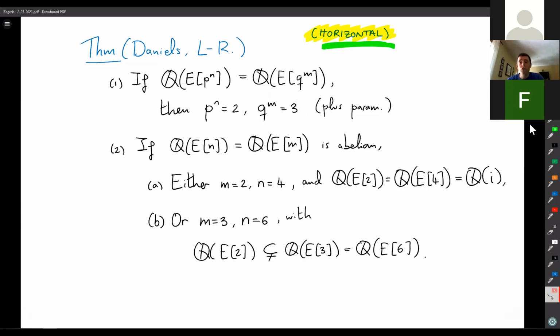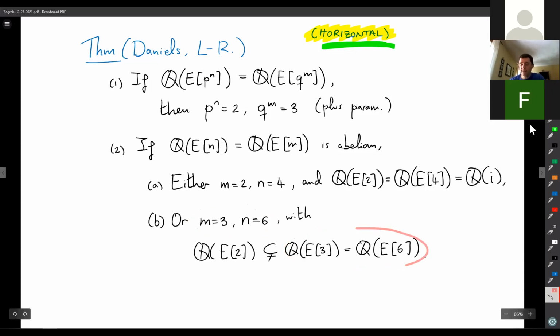Okay, and we can parameterize all such elliptic curves. And then we're not able to prove all the possibilities for an n division field and an m division field being equal. But what we can prove is that if that entanglement happens to be abelian, then we can say what happens. Then either the 2 division field equals the 4 division field, and they are both equal to Q adjoin i forcefully, or the 3rd division field equals the 6th division field, like this.